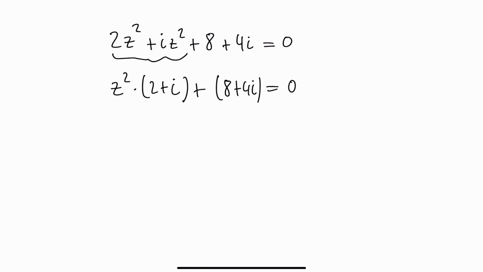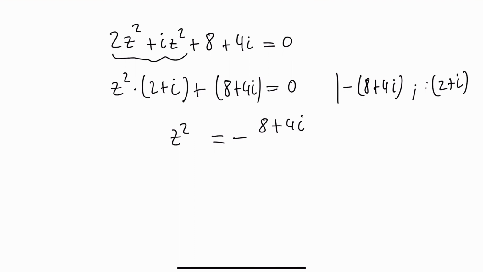0. So we are trying to isolate the c squared. So we subtract 8 plus 4i on both sides. And in the next step we can divide by 2 plus i. So we have c squared equals minus (8 plus 4i) over (2 plus i).